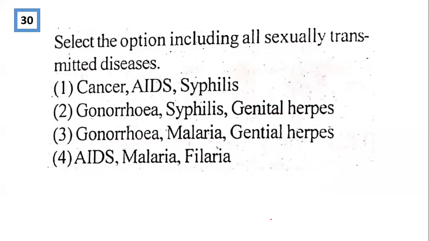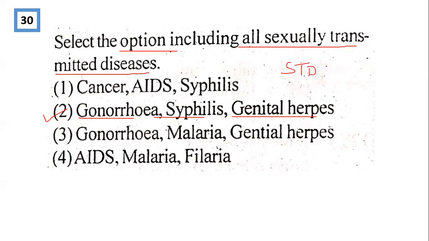Question number 30, the final question for today's session. Select the option including all sexually transmitted diseases. Very easy question. Gonorrhea, syphilis, genital herpes, all are STDs. Tell me another name for STDs, everybody. It is known as VD. What is the full form of VD? Venereal disease. Or you can call them RTI, reproductive tract infections. So the correct answer is option number 2.